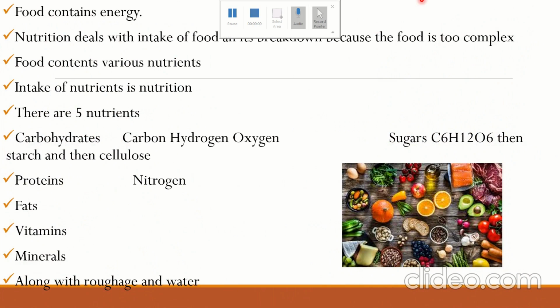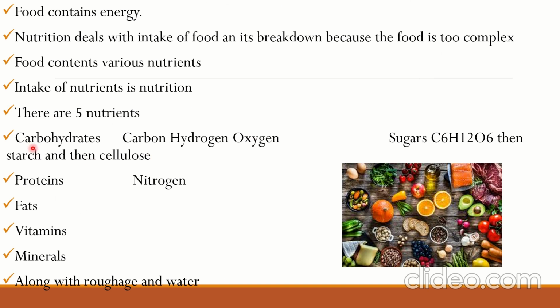Now, coming to food, we know that food contains energy. That's why we consume it. That's the whole point of consuming food. And then nutrition deals with the intake of food and breakdown of food, because food is too complex, and we know that food is too complex. So for breaking it down, we have nutrition. And then food contains various nutrients which are required for various purposes, and then intake of these nutrients is called nutrition. That's where the complete word is derived from.